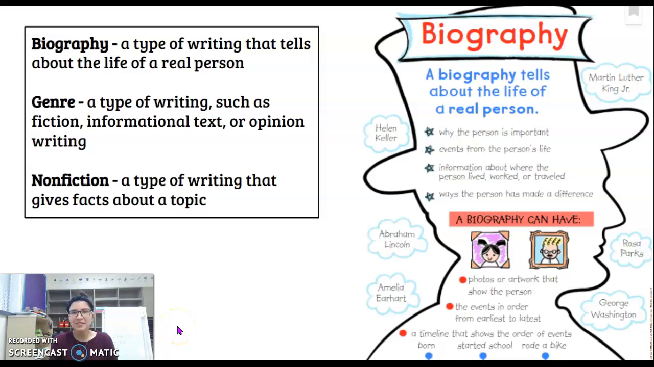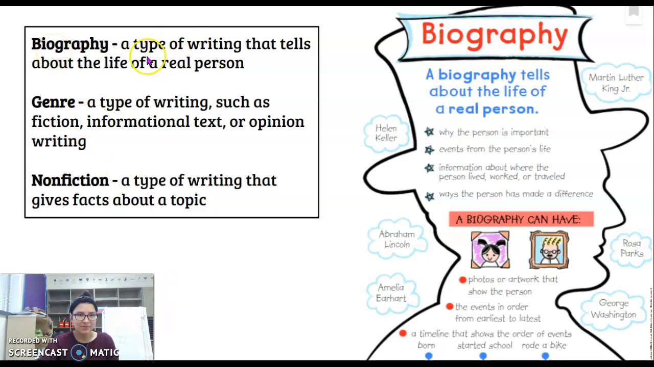Hi there, for today's video we are going to be focusing on biography. Go ahead and say that with me. Biography. Good job. Before we begin going over this poster, let's go over these words that we are going to need to know so we can understand this poster.